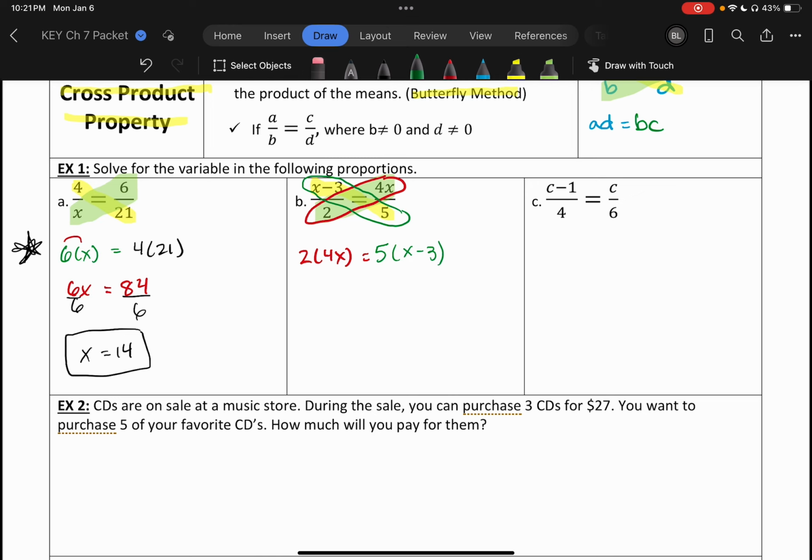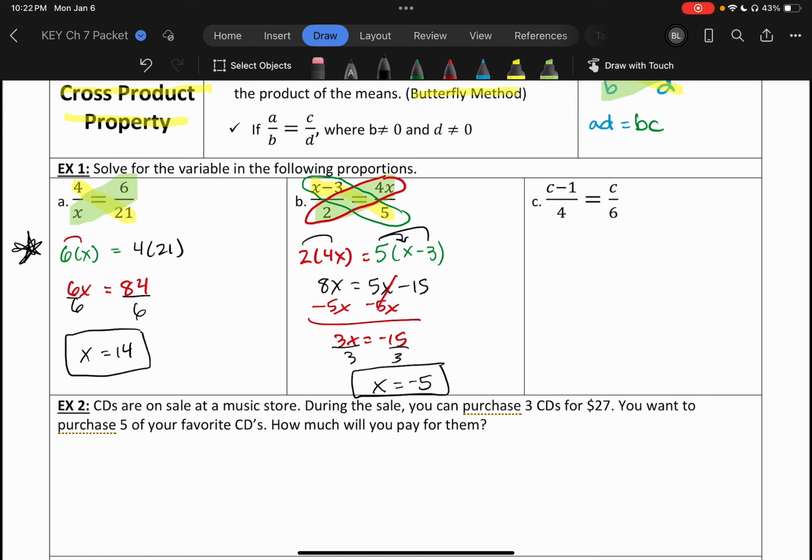Okay, but now we can go ahead and start to multiply this out. So I have 2 times 4x, that's 8x. That's equal to, if I look at the right side of the equation, now we need to distribute. 5 times x is 5x. 5 times negative 3 is negative 15. Now I'm going to start to go through this part a little bit faster because we should be comfortable solving an equation like this. So next thing we would do here is minus 5x on both sides, giving us 3x is equal to negative 15. If we divide both sides by 3, we get that x is equal to, well, negative 15 divided by 3 is negative 5. So x is negative 5 in part B.